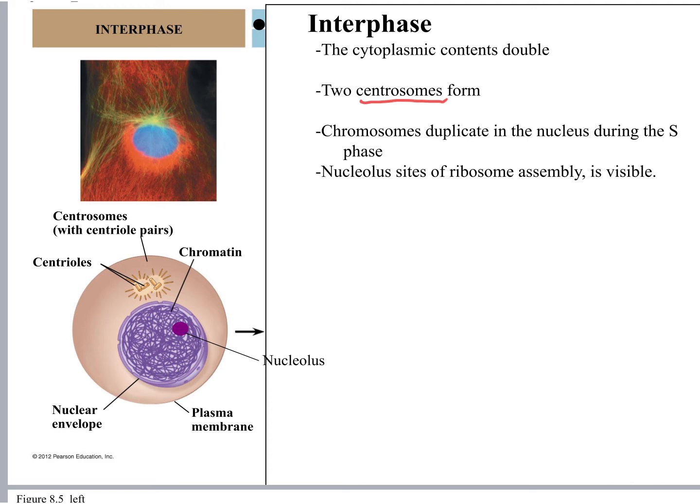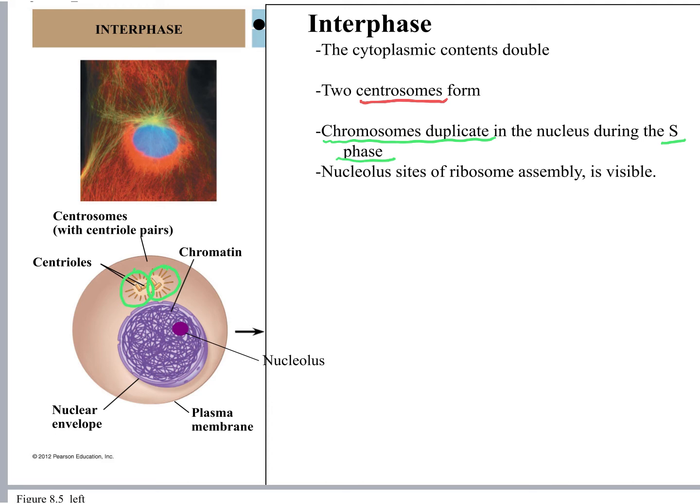So here are the centrosomes. Oops, let's get this. There we go. Here are the centrosomes. And inside of those centrosomes, you can see the centrioles, and those are paired. So remember that during interphase, the chromosomes are going to duplicate, and that occurs in the synthesis phase of interphase.